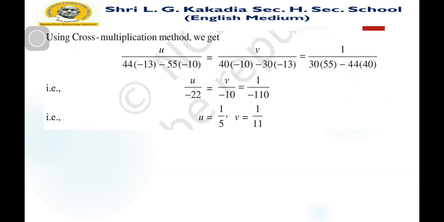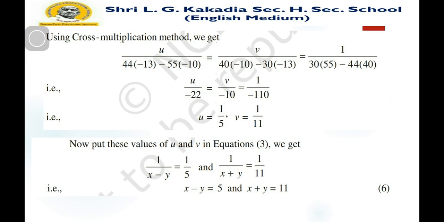Using the cross multiplication method, we get u over 44. By using cross multiplication, we can find the values of u and v, as you can see here, 1 over 5 and 1 over 11. Now substituting these values in the assumed values, and putting the values of u and v in equation 3, we get 1 over x minus y is equal to 1 over 5 and 1 over x plus y is equal to 1 over 11.